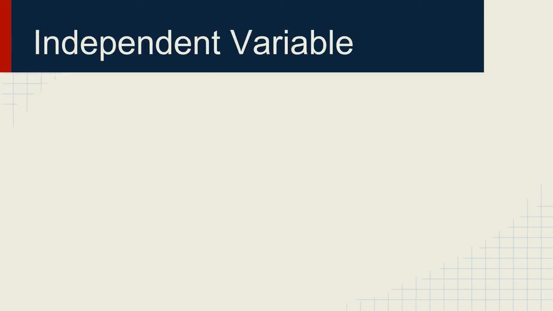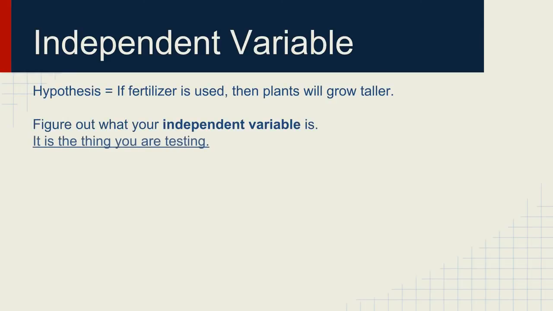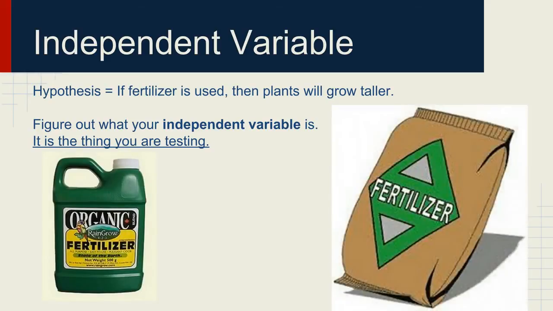This is a term in your notebook: the independent variable, and this is part of a controlled experiment. An independent variable is the thing you are testing. So if we're using this hypothesis, if fertilizer is used, then plants will grow taller, the independent variable is the thing that we're testing. Based on that hypothesis, what is it that you think we're testing? I'll give you a couple hints. Still don't have it? Okay, there it is. Our independent variable is fertilizer, because that's what we're testing. We're testing to see if fertilizer helps plants grow.